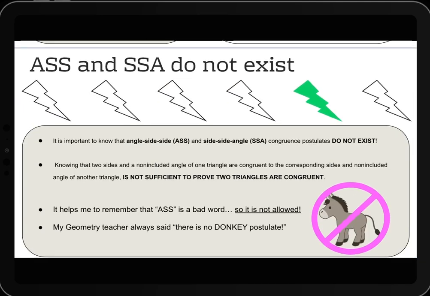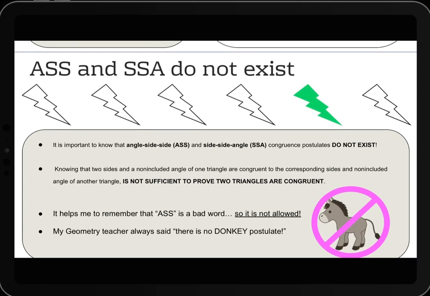So let's talk about this particular one, which does spell a bad word depending on the orientation that you spell it in. We're going to refer to it, and I certainly will refer to it, as side, side, angle. But having said that, it's a bad word. We don't allow it. There's no donkey postulate whatsoever that justifies why two triangles are congruent.